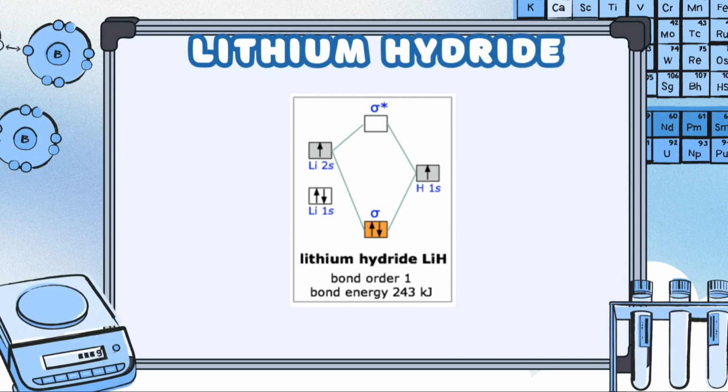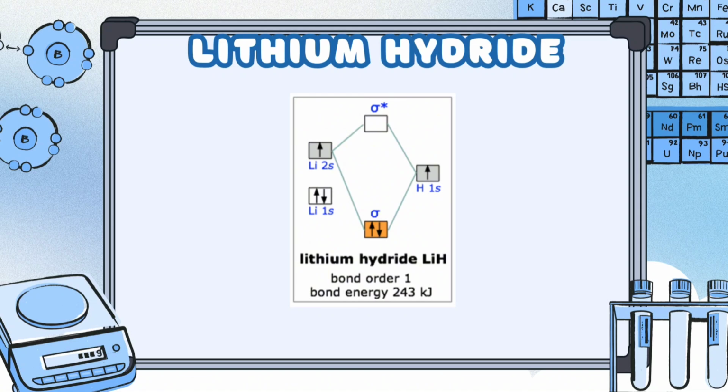And next is lithium hydride. We can see here that we can really just disregard the 1s orbital, because in the bonding of lithium and hydrogen, only the 2s orbital of the lithium atom is used in bonding. So in bonding this, we have one electron on lithium and one electron on hydrogen. So this gives us two electrons overall.